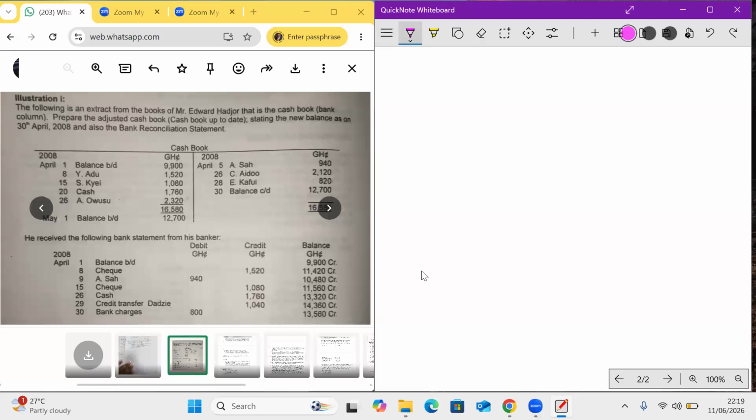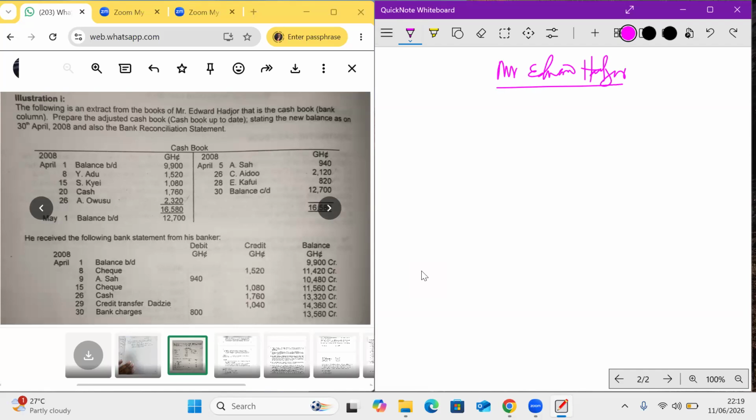Now, when this question is presented, the first thing you do is write the entity's name. The following is an extract from the books of Mr. Edward Hajo. So you write the entity's name, Mr. Edward Hajo is a sole trader. That is the cash book bank column, meaning they gave us the bank column of the cash book.